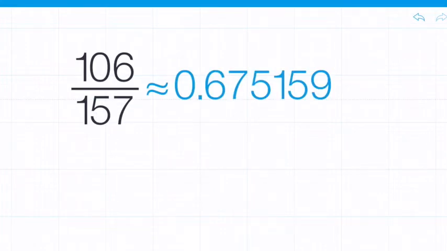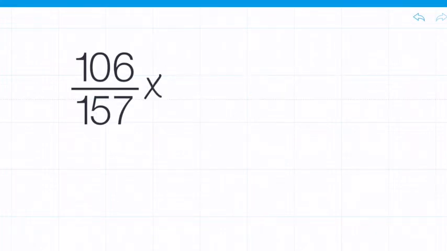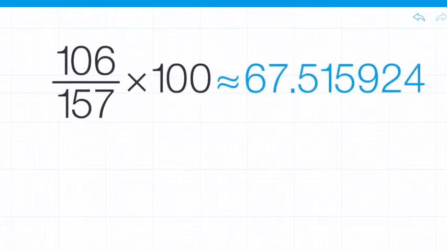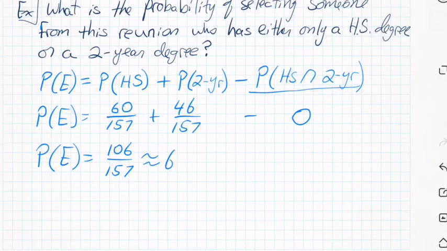So that's about, oh, don't forget, times by 100, because we're changing it to a percent. 67 point. So this is about 67.5% chance of either selecting a high school degree person or a 2-year degree person. All right, that was pretty easy.